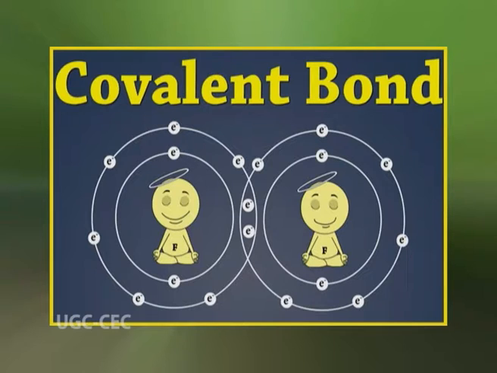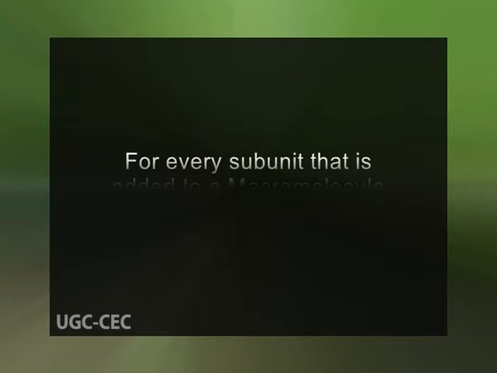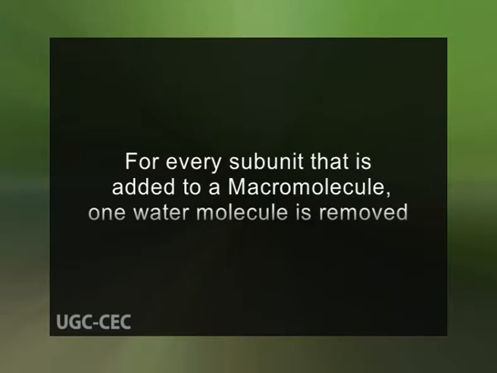Although the four categories of macromolecules contain different kinds of subunits, they are all assembled in the same fundamental manner. To form a covalent bond between two subunit molecules, an OH group is removed from one subunit and a hydrogen atom is removed from the other. For every subunit that is added to a macromolecule, one water molecule is removed. Energy is required to break the chemical bonds when water is extracted from the subunits. So, cells must supply energy to assemble macromolecules.